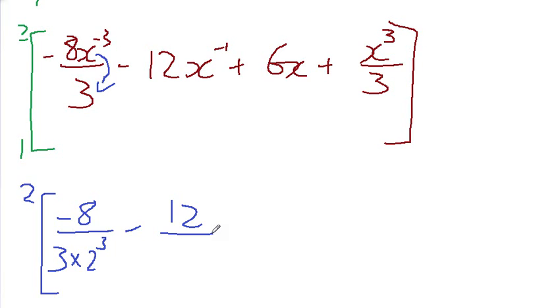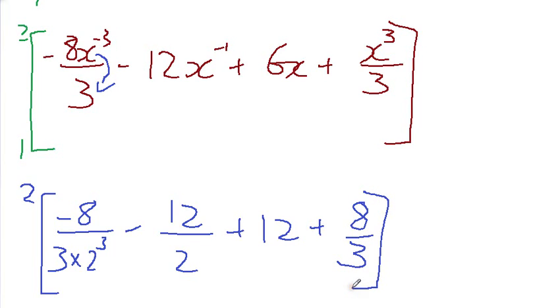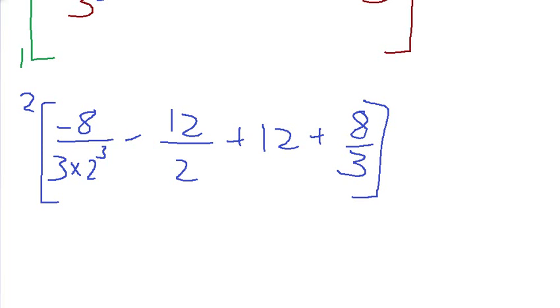So we've got minus 12 over 2 to the power of 1. I'm not going to write the power of 1. Then we go plus 6 times 2, which is 12, plus 2 cubed. 2 cubed is 8, so 8 over 3. So that is what we get for number 2. Should we simplify it? I think we should simplify it.